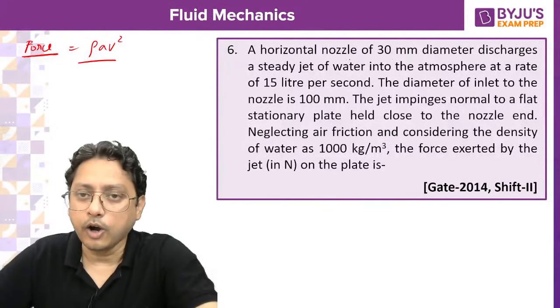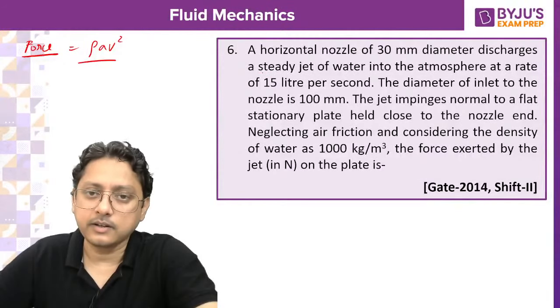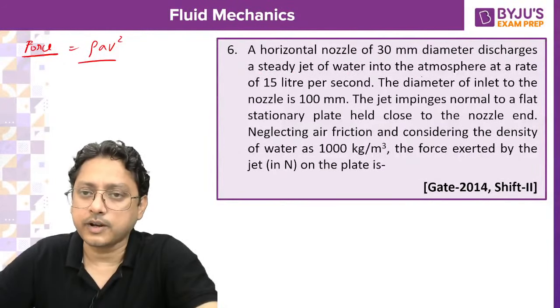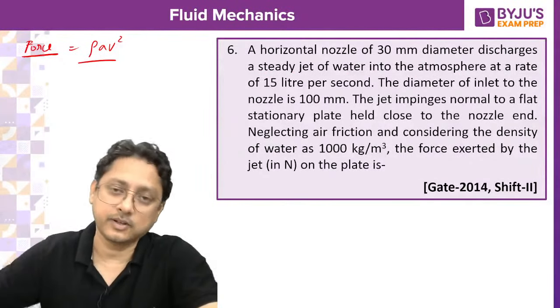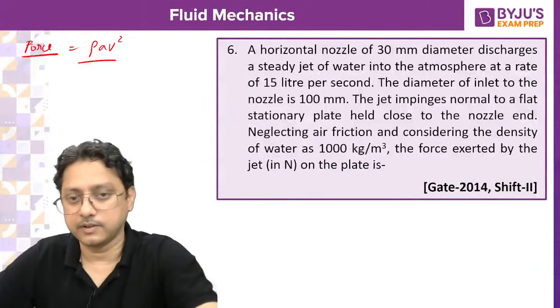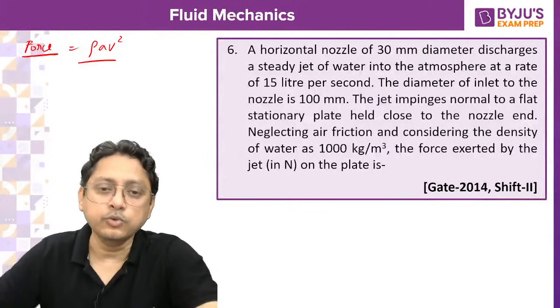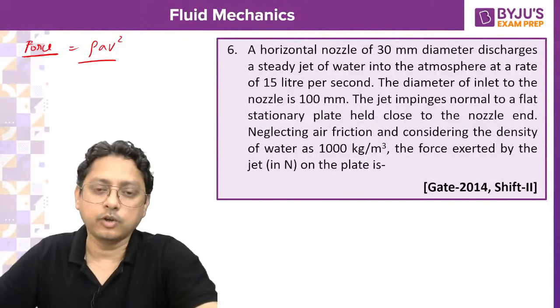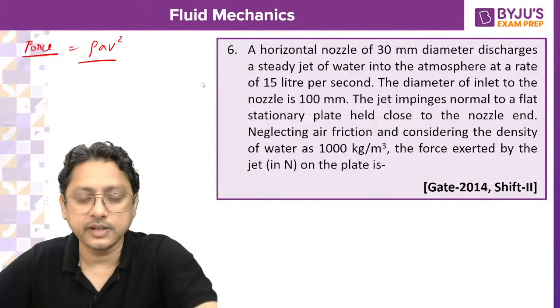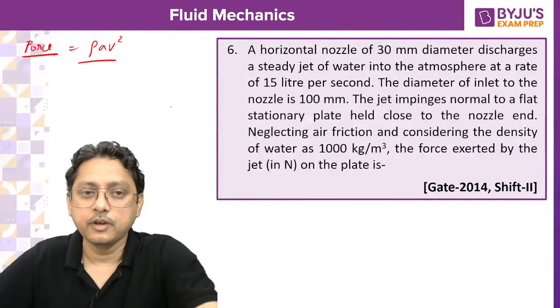Because he's saying that the horizontal nozzle of 30 mm diameter discharges a steady jet of water into the atmosphere at a rate of 15 liter per second. Actually, the discharge has been given. Once you know the discharge, by using the normal continuity equation A1 V1 equals A2 V2, you can always get the velocity of the jet, isn't it? So discharge is given.